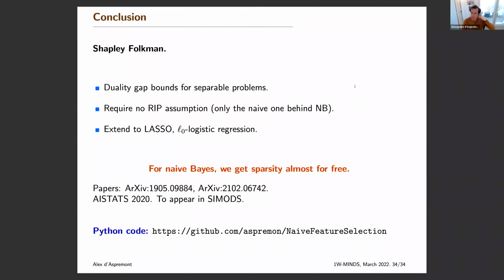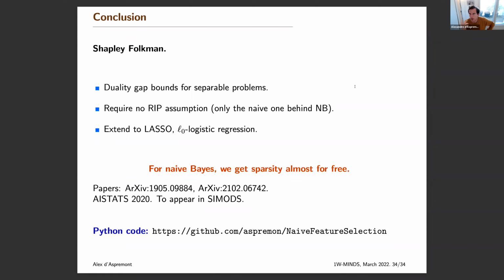So just to conclude, Shapley-Folkman gives you a priori duality gap bounds for separable optimization problems that are fairly simple and explicit. And applications in statistics and feature selection problems actually show duality gap bounds and make optimality statements using no restricted isometry property assumptions. Only the naive structure of the model assumption, essentially. And in the lasso case, a low rank hypothesis.